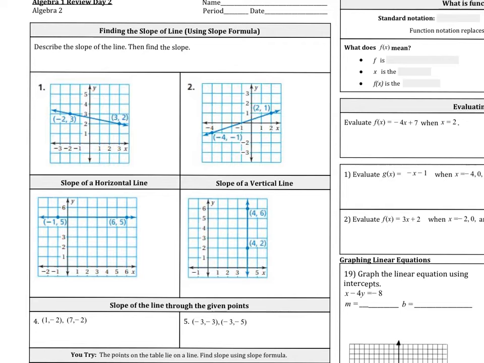So the slope of a line, we recognize it as rise over run, and it's also known as change in y over change in x, and this is also known as delta y over delta x. And the formula we are going to use is y2 minus y1 over x2 minus x1. So y2 minus y1 over x2 minus x1.